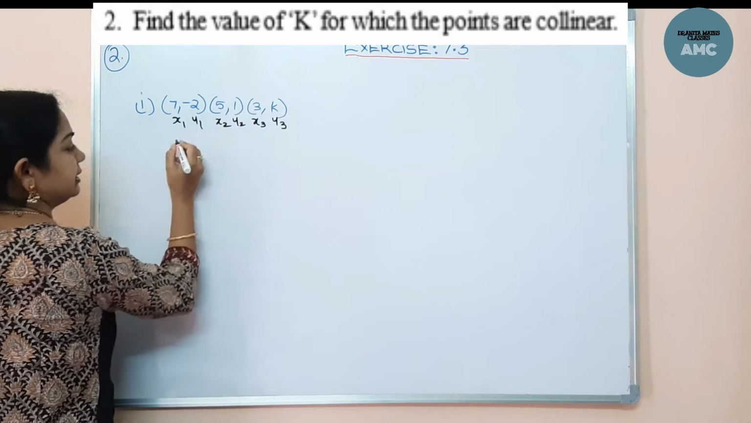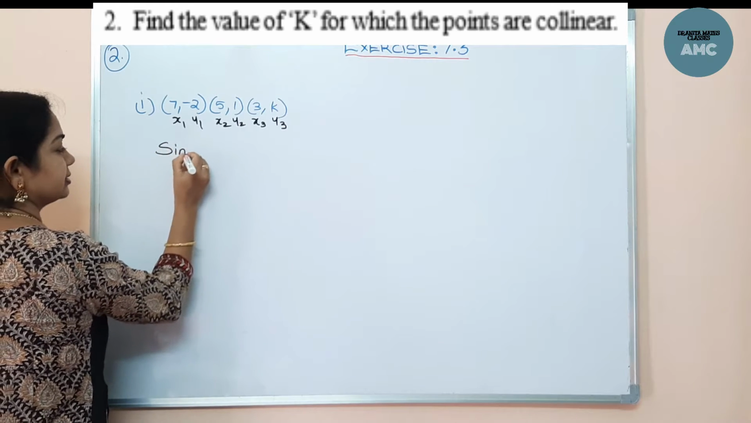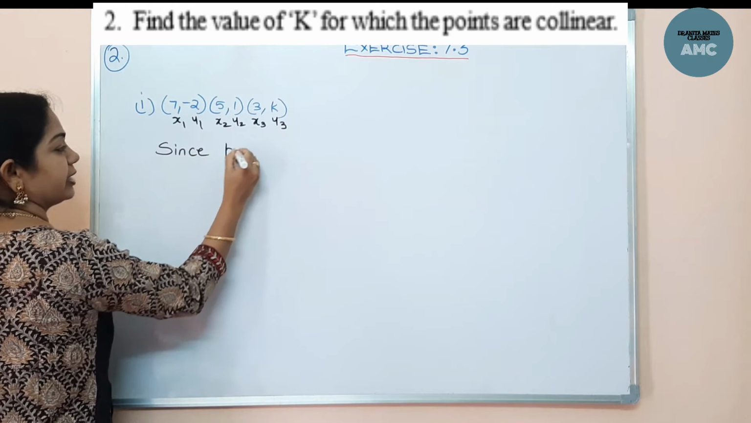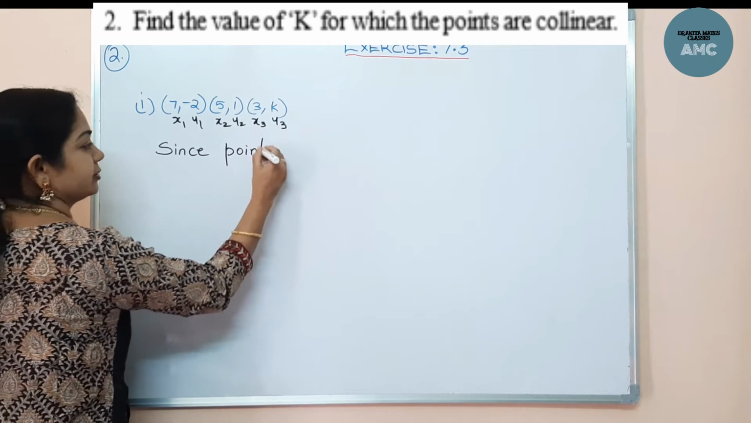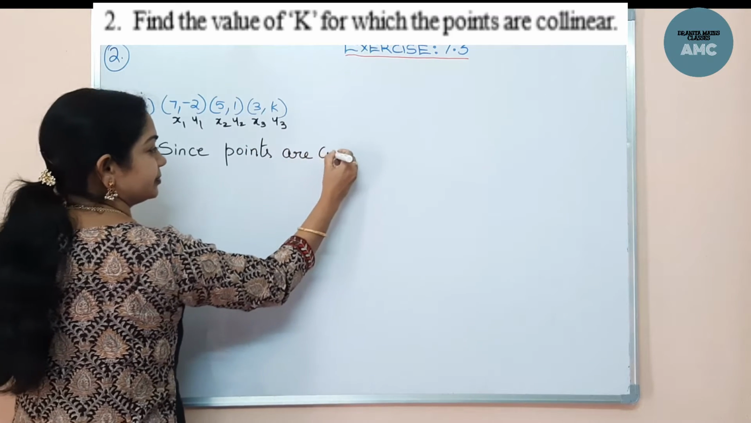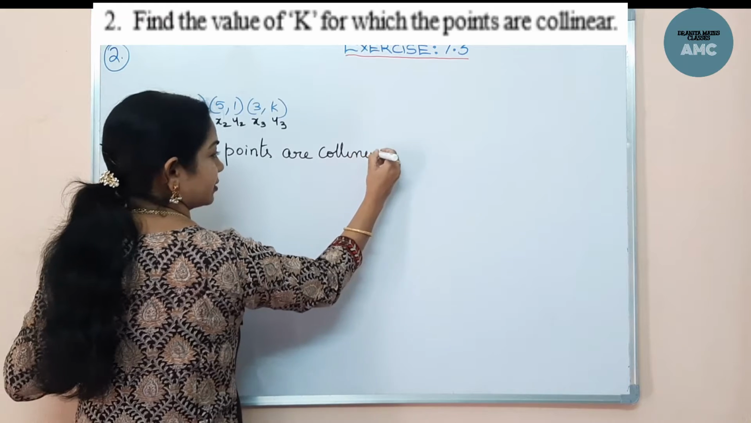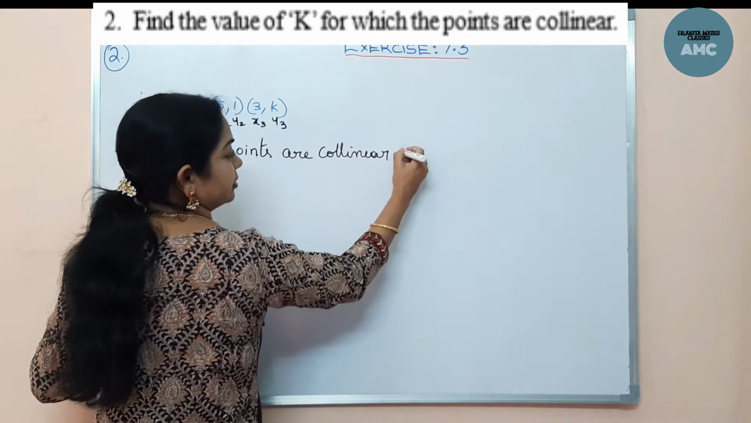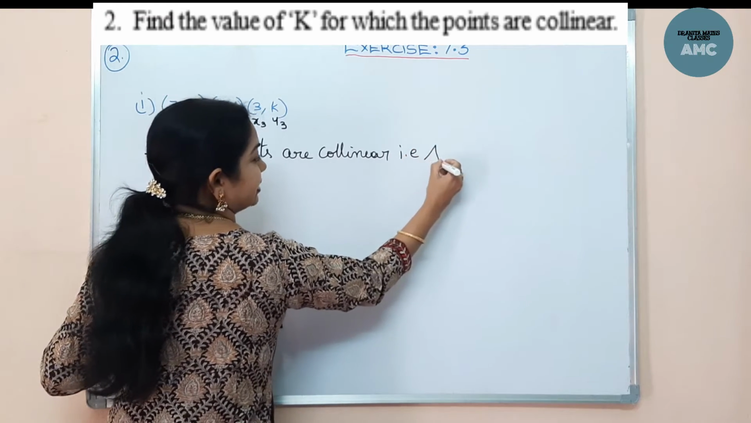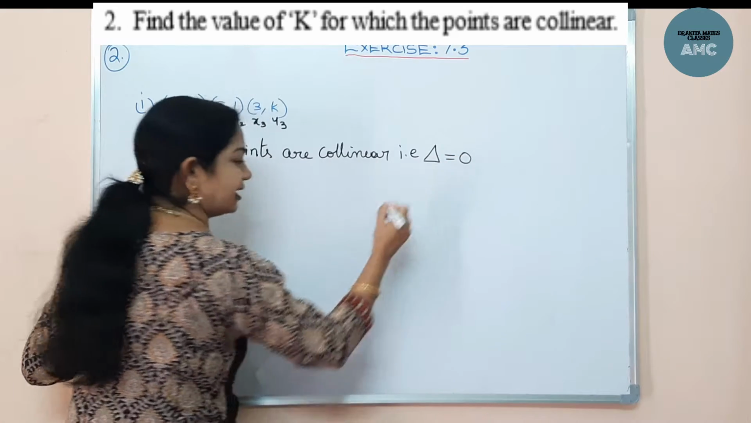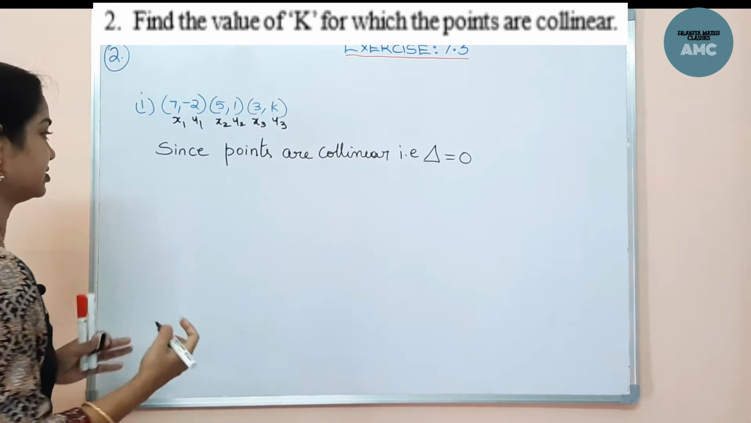Now here, since points are collinear, that is delta must be equal to 0. The delta is nothing but area of triangle is 0.